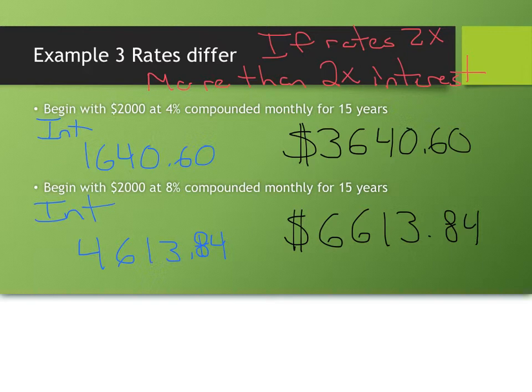And by the way, if rates were 3 times each other, then you get more than 3 times the interest. If the rates were 5 times each other, you get more than 5 times the interest. And so differing the rates has a bigger effect on interest, on at least the scaling of the interest, than does the starting amounts.